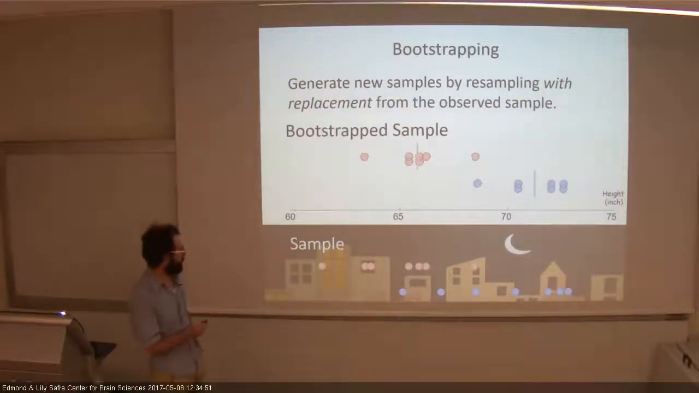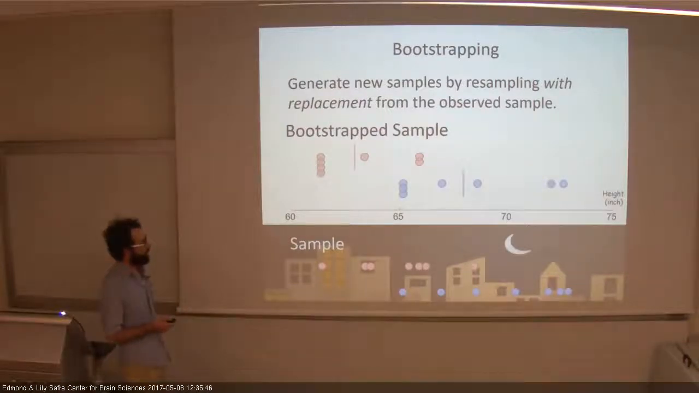So we now put the sample here, and we can generate new samples by drawing observations from our sample. And the way we do it is by sampling with replacement, which means that we can have the same sample twice. In this case, we didn't take this observation, we took this one once, we didn't take this observation, we took this observation twice, and so on. So we still have seven women and seven men, but these are new samples which we synthesized by sampling from our sample.